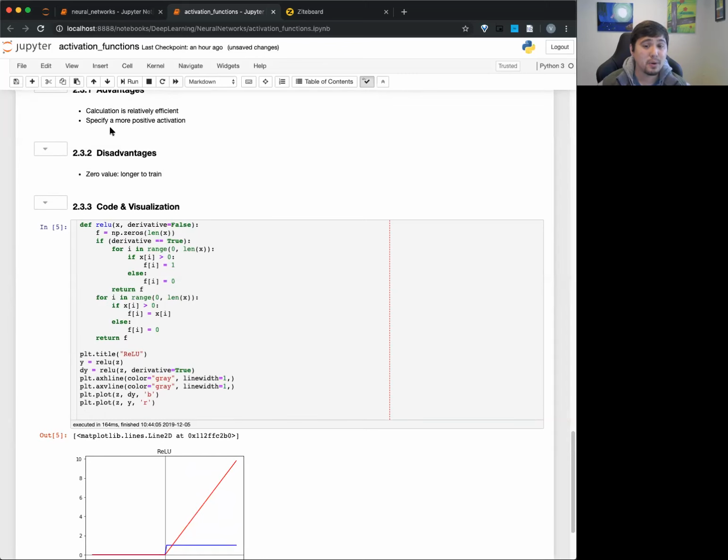It also specifies a more positive activation. So this kind of makes sense. If you have a neuron that's doing a really good job of predicting things, like one feature or some combination of features that does a really great job of predicting something, you want to say, hey, this neuron's important. Let's bump it up more. And that's what allows ReLU to backpropagate and say, hey, this is really important.